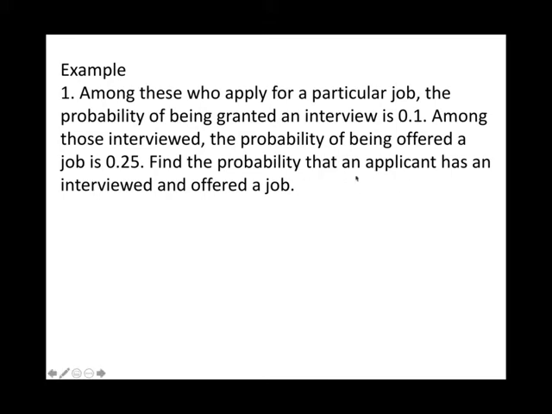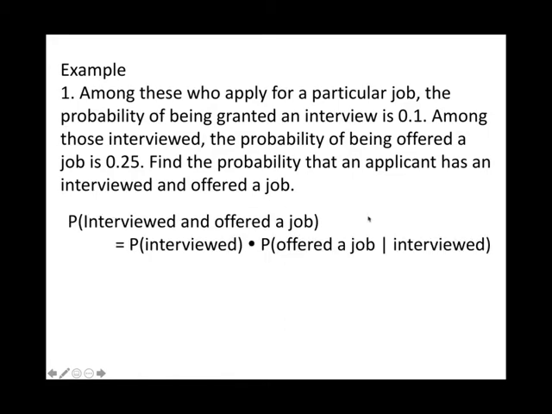So you can see it here. Find the probability that an applicant has an interview. This is going to be the first trial. This event occurs first, and then you're going to get the job offer. This is going to be the second trial. So we'll be using the multiplication rule here. Okay, first you're going to get the interview and then you're going to have the job offer. So with the question here, among those who apply for a particular job, the probability of being granted an interview is 0.1. So you know the probability of interview here will be 0.1.